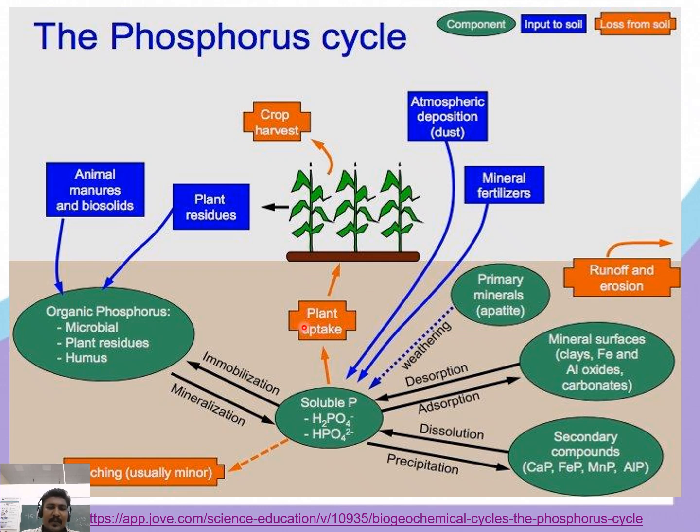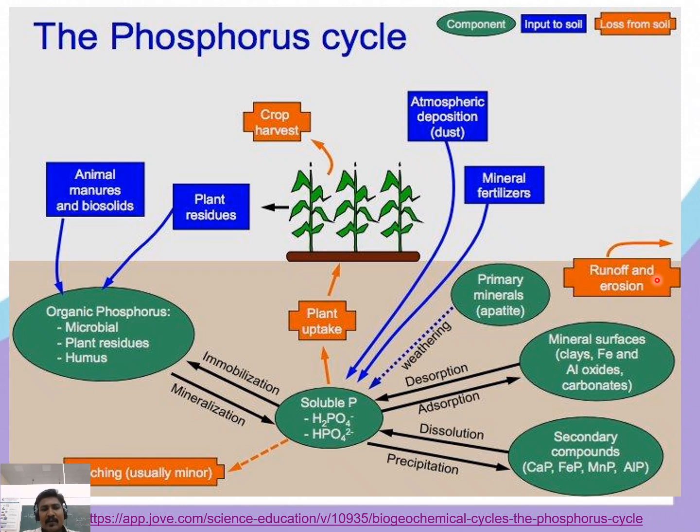So the uptake is one kind of loss, and when we are harvesting the crops, that is another kind of crop loss. Okay, and sometimes the soil soluble phosphorus will get leached because of unfavorable conditions. So this process is called leaching. Regarding phosphorus, only a very minor, little amount of leaching will take place, not a huge amount as compared with nitrogen. Sometimes surface runoff and erosion may take place.